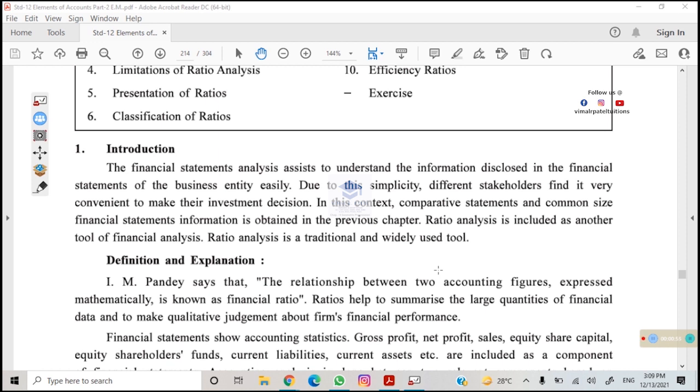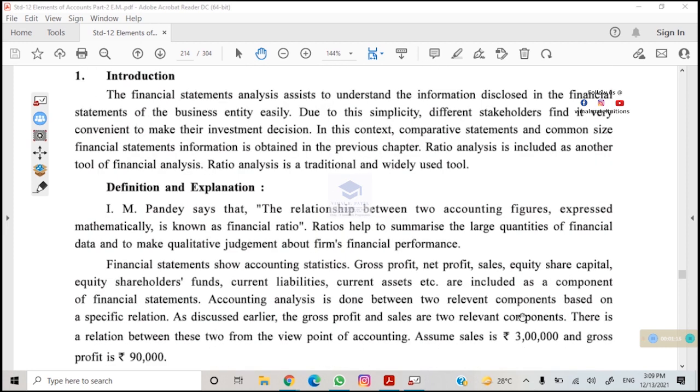Rather than presenting all the details of profit, you can know the situation of profit by just the profitability ratio. What is gross profit, what is net profit, what is sales, equity share, equity shareholders' fund, all these details can be expressed in the form of accounting ratio, and the financial performance of any entity, business enterprise, can be known.